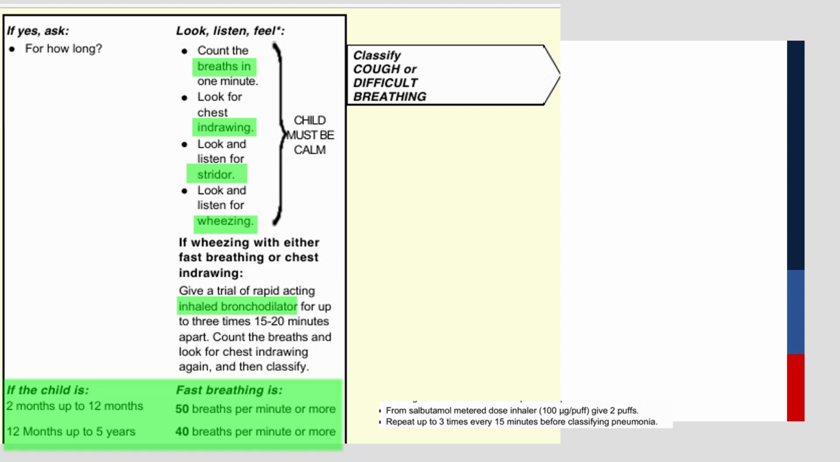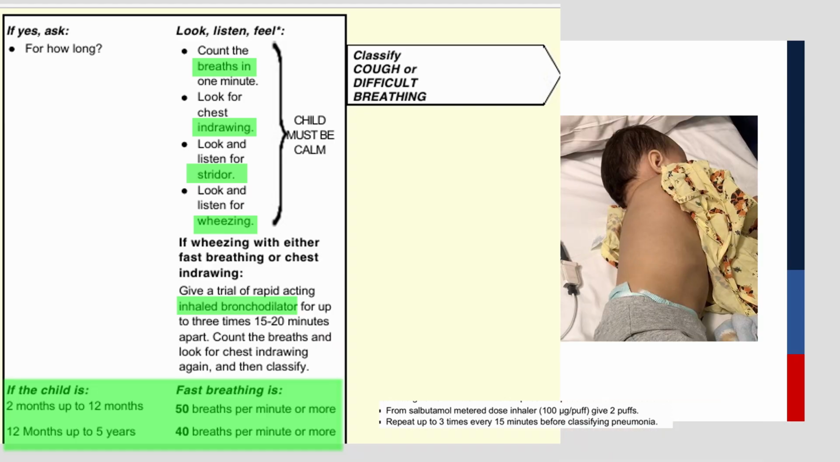Then you're going to start your examination. Look, listen, and feel. You are going to count the breaths per minute. When you are counting the breaths, be careful that the child should be calm and relaxed. If the child is crying or uncomfortable, ask the mother to feed the child or calm the child down, and then restart your breath count.